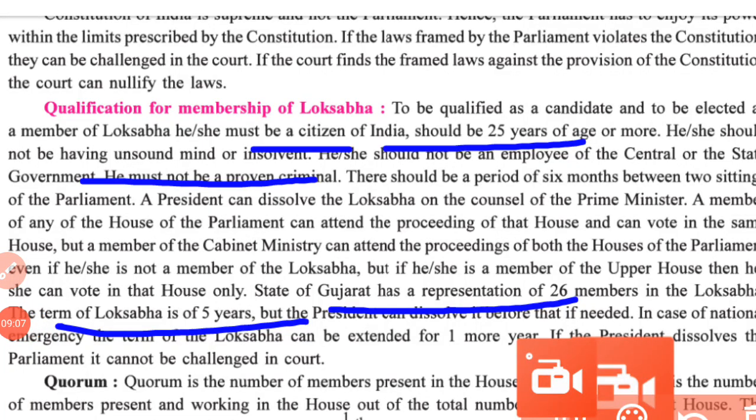Now the required qualifications for membership of Lok Sabha. First, underline this point: must be a citizen of India, should be 25 years of age or more. He must not be a proven criminal, or not have an unsound mind or be insolvent. Then Gujarat has a representation of 26 members, and the term of a Lok Sabha is 5 years. Then it can be extended for 1 year.